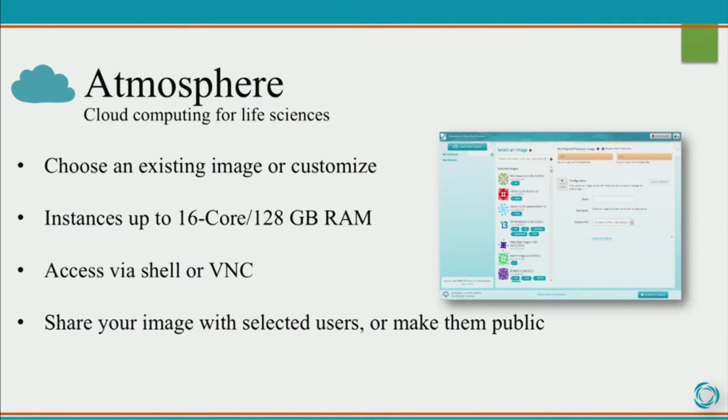But with an Atmosphere instance, you can choose an existing image, you can customize that. You can get a machine which is up to 16 cores or 128 gigabytes of RAM, which, if you were to buy that off the shelf, would be several thousands of dollars, maybe more than 10,000, I would gather. You can access it via the shell or VNC, which we'll show you in a moment, and you can share your images with selected users or even make them public.